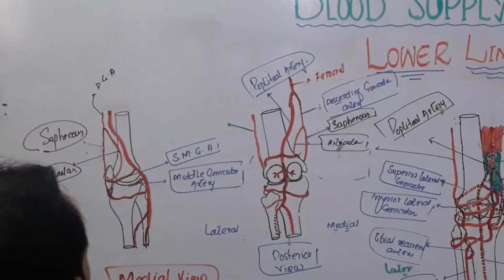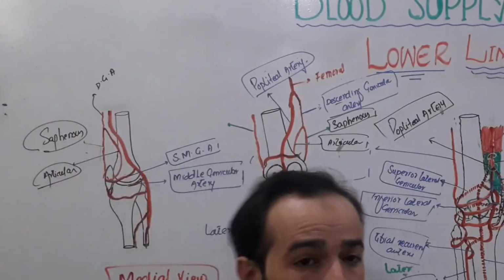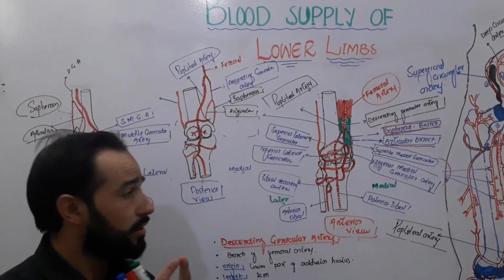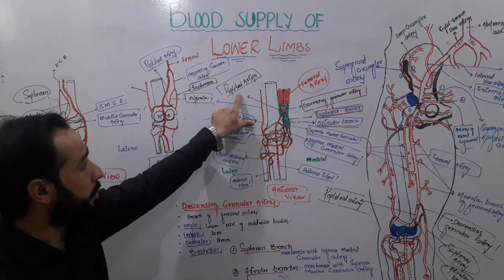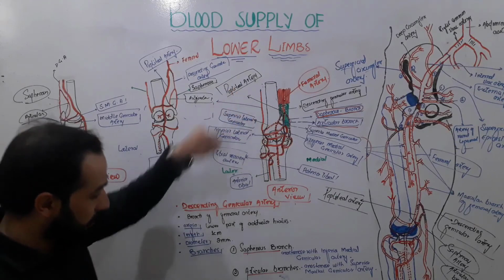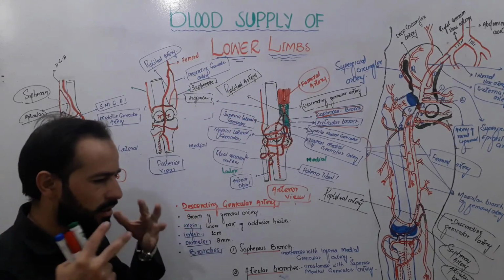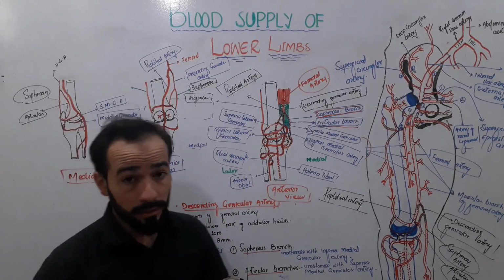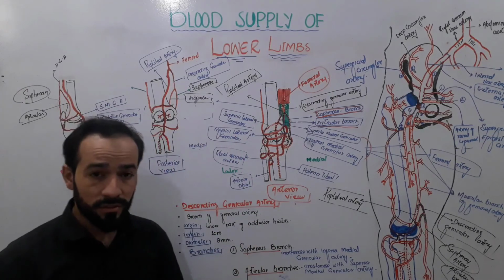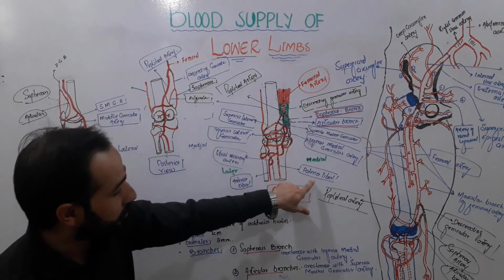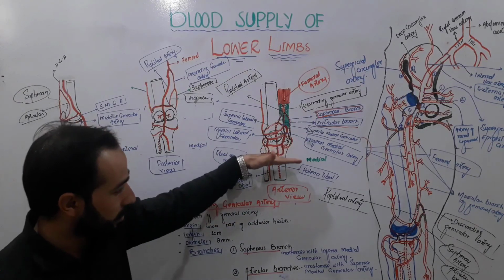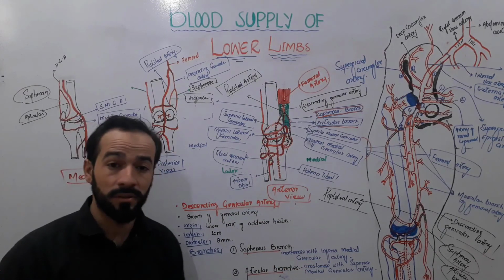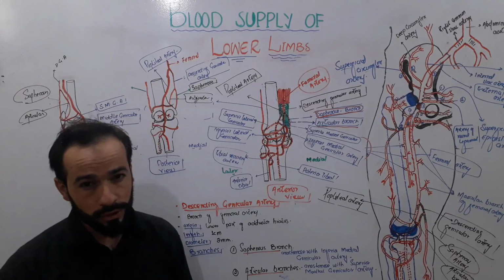Clear, friends? Okay, so this was about the blood supply of the knee joint. And relate these two lectures, friends, please. The lecture about the popliteal artery and this lecture regarding the descending genicular artery. Then you will make a clear concept of the blood supply of the knee joint. Now in the next lecture, we will discuss the branches of the posterior and anterior tibial artery, and we will discuss the blood supply of the leg. Then we will move towards the blood supply of the foot.